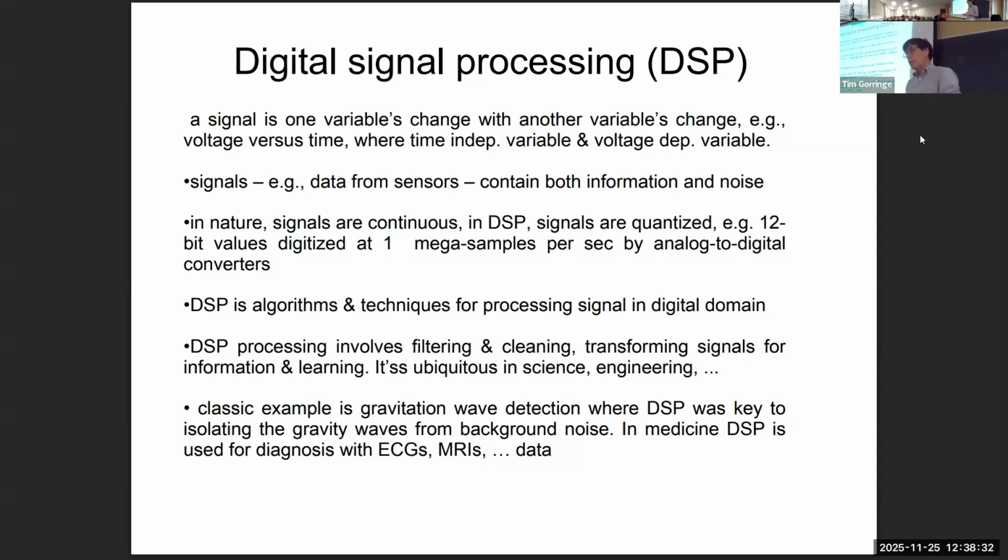Another example is that digital signal processing is used a lot in medical applications. So things like MRIs or things like electrocardiograms. They produce streams of data, and digital signal processing is applied to those streams of data to extract and diagnose based on that data, to extract information, to learn about the patient from that.